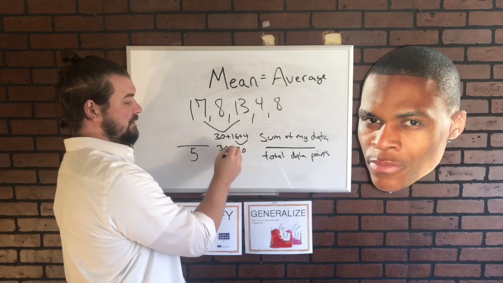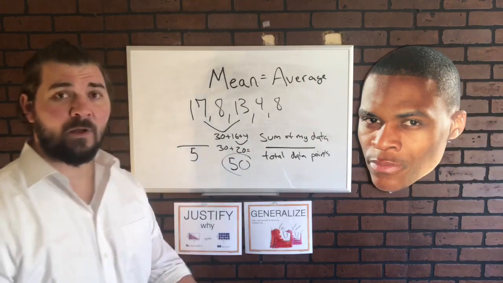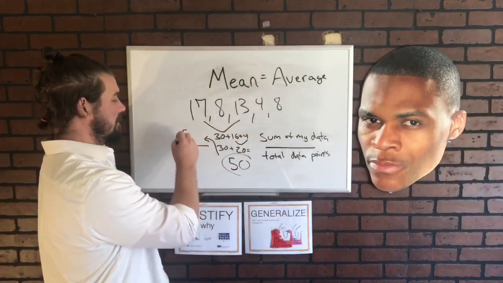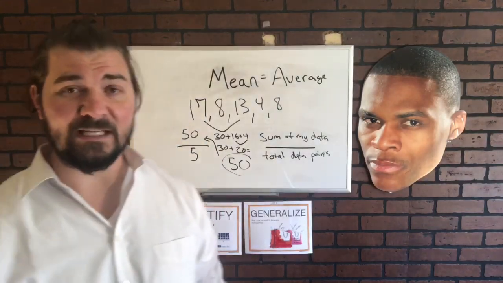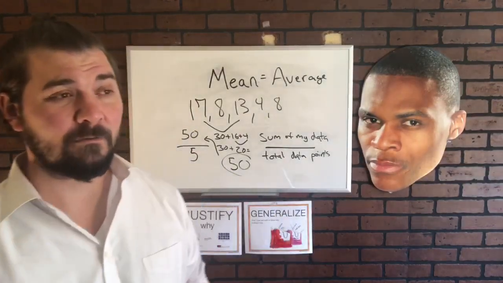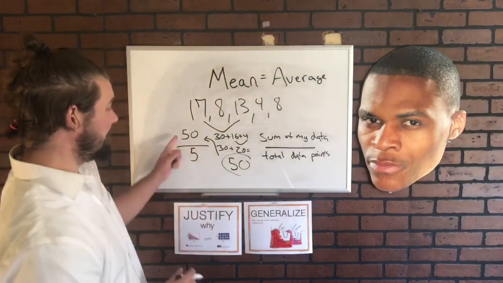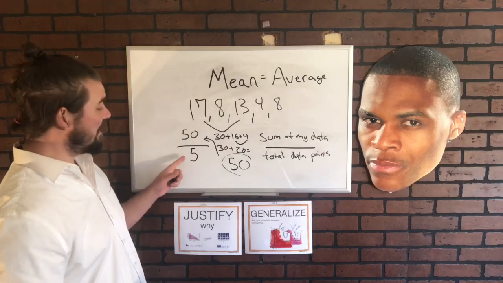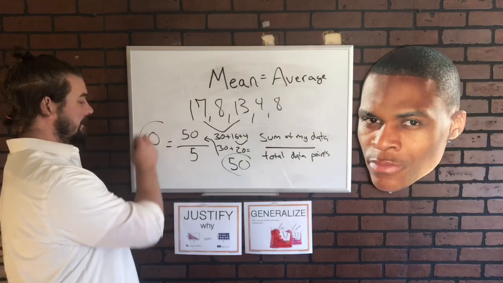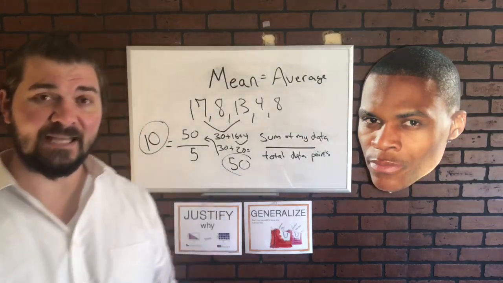Now I have 30 plus 20, and I have 50. Where's that 50 going to go? That 50 is going to float up to the top of my fraction right here. And now I have 50 divided by 5. So in 5 games, I scored a total of 50 points. So how many points did I score on average? Well, this problem is a division problem, and 5 can go into 50 10 times. My average is 10, or my mean is 10.